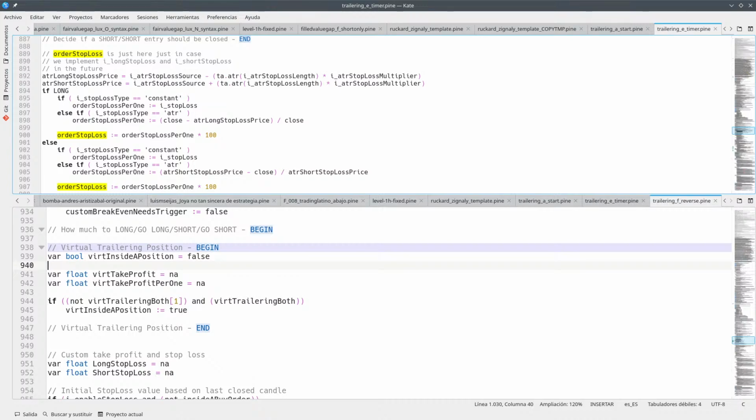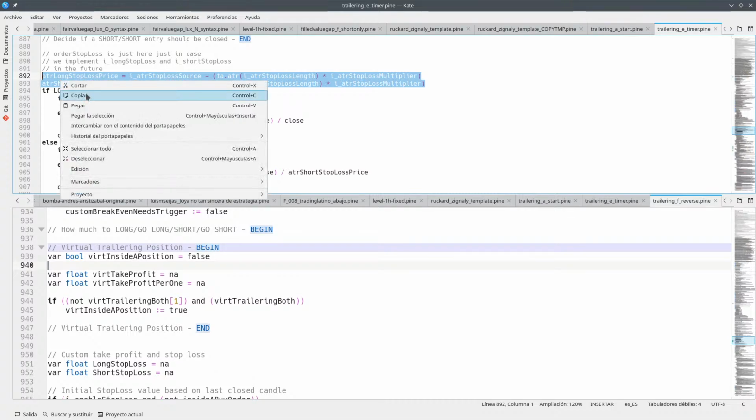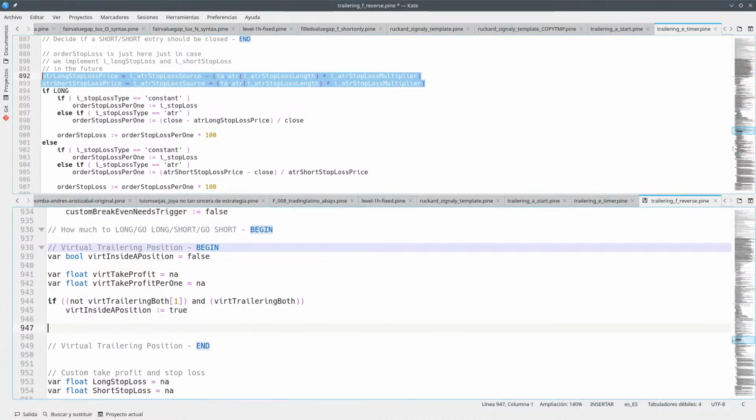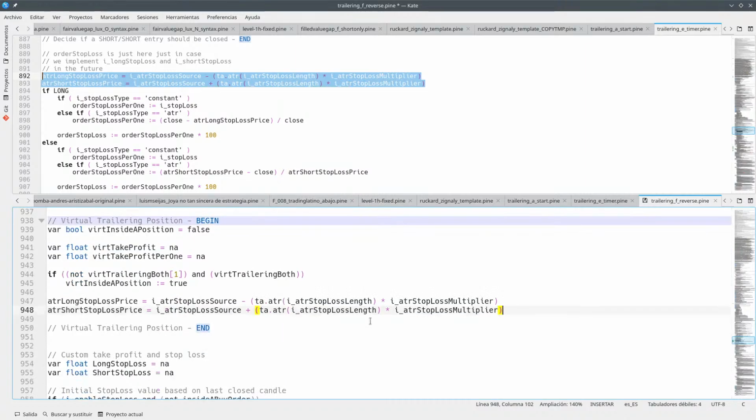Wait a moment, do we have two stop losses? One for long, another one for... Well, okay. We will figure out how to deal with this. So... which is the take profit price?